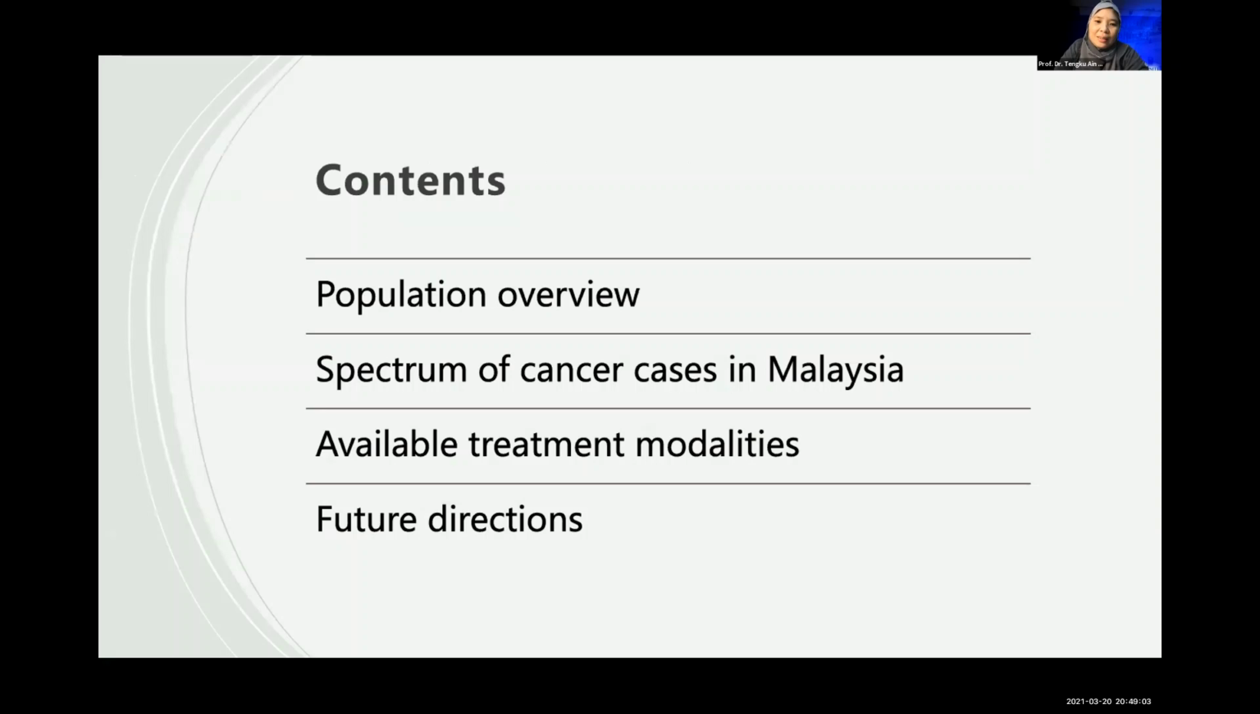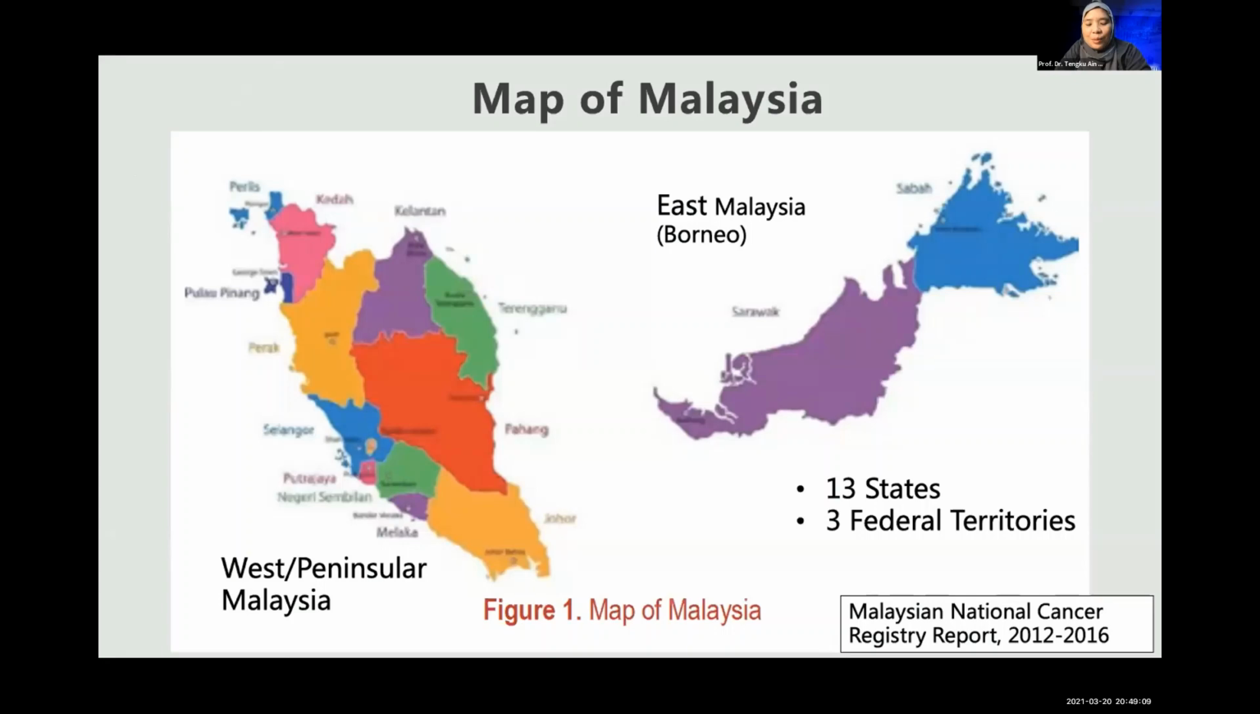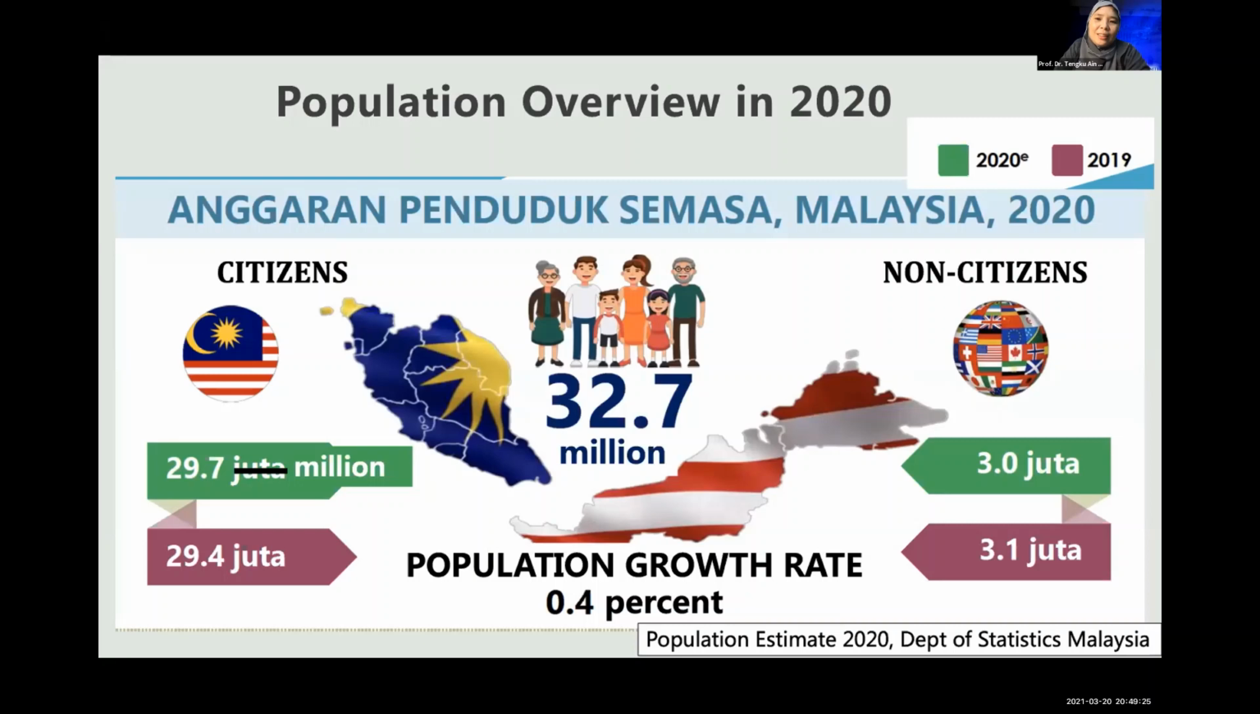So most of you know this is the map of Malaysia. We have West Peninsula Malaysia. We've got several states on the Borneo Island, the northern part. We've got 13 states and 3 federal territories. Some of these are in Malay. So this is a population estimate in 2020. We've got almost 33 million people, of which almost 30 million are citizens in 2020.